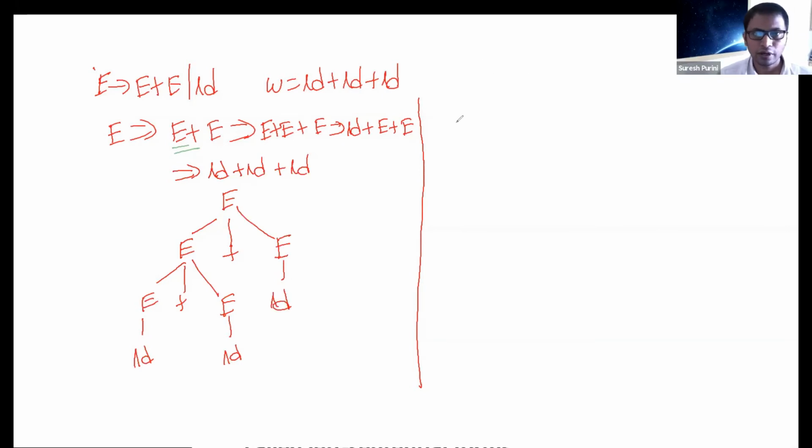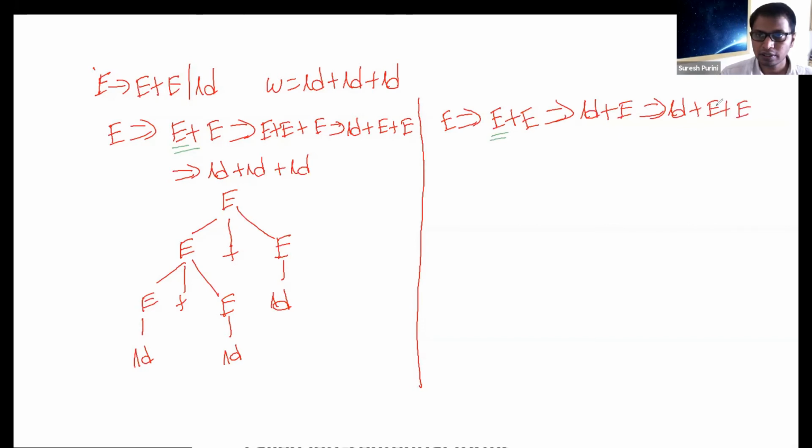Okay, but then there is a different way to do this. E goes to E plus E, and then what we do is we can replace the first E with ID. This is ID plus E, and then we can say ID plus E plus E.